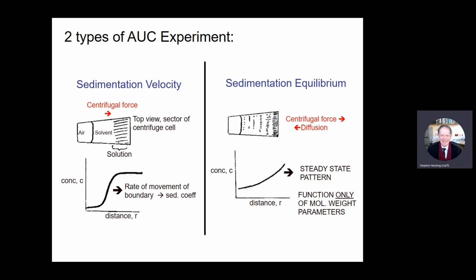So all that happens is that this boundary becomes a bit broader with time. But at low speeds, the two forces become comparable. And what happens is that they come to equilibrium. So after a few hours, it stops moving. And what happens is you have a low concentration at the solvent meniscus, building up gradually to a high concentration at the base, and that remains stationary.